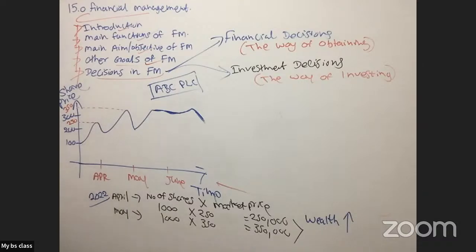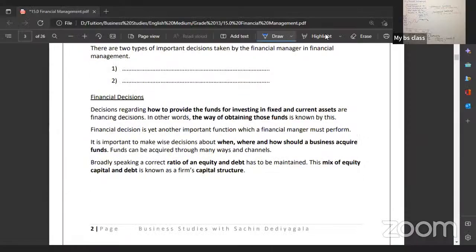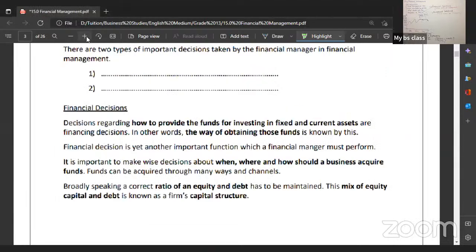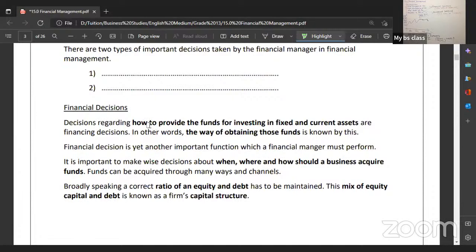Now let's see what those financial decisions and investment decisions are. Decisions regarding how to provide the funds for investing in fixed and current assets are financial decisions. So you'll be investing in fixed or current assets, and the way of obtaining those funds is known by this. So you know how to provide the funds.